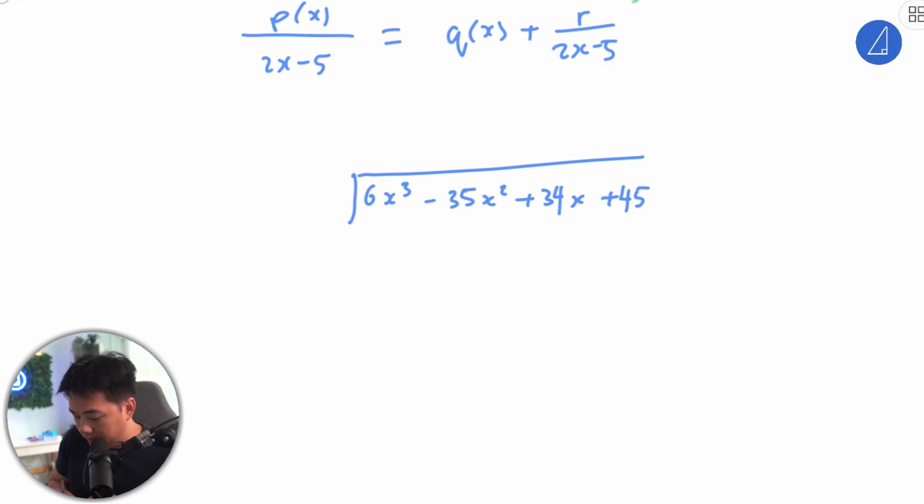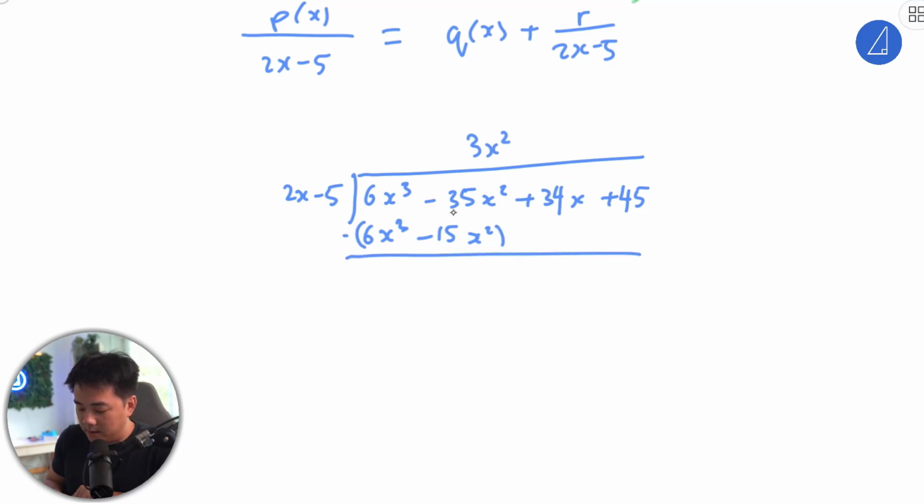Just divide this by 2x minus 5. So in this case, to get 6x cubed, what I need to do is just multiply with 3x squared, right? So 3x squared multiplied with 2x will be 6x cubed. So that's what we want to get, 6x cubed minus 15x squared. Then minus this out. What we get is minus 35 minus 15, which is plus, which will give us negative 20x squared plus 34x.